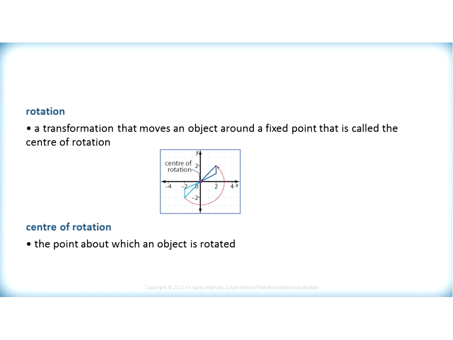So what is a rotation? Like I said, it's spinning an object around a central point. It's a transformation that moves an object around a fixed point that is called the center of rotation. And the center of rotation is the point about which an object is rotated.